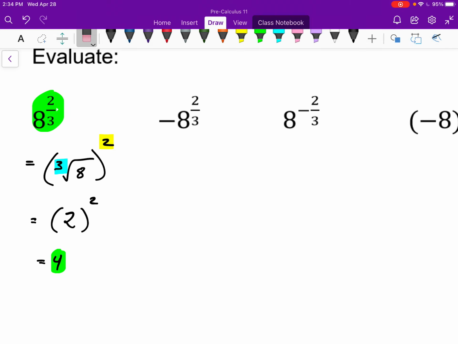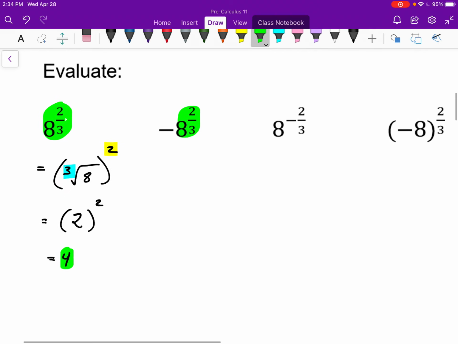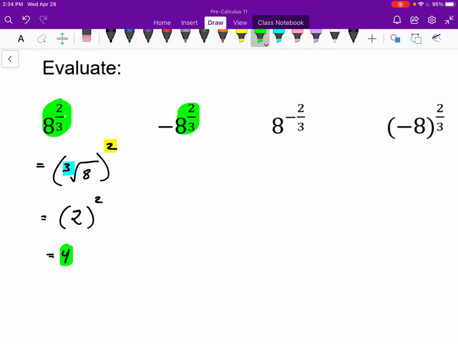Negative 8 to the 2/3, with no brackets, means 8 to the 2/3 with a negative sign in the front, or you're subtracting 8 to the 2/3. But that makes a big difference. And again, 8 to the 2/3, we just worked it out. It's 4. So 8 to the 2/3 equals 4. And so negative 8 to the 2/3 equals negative 4.